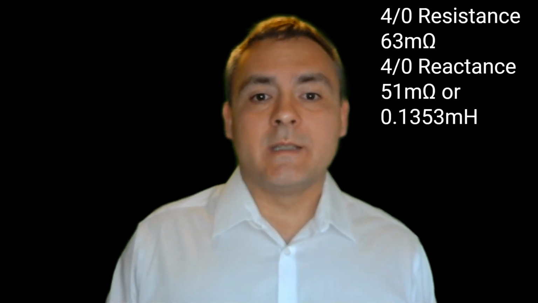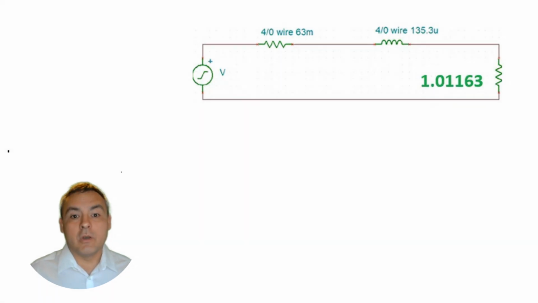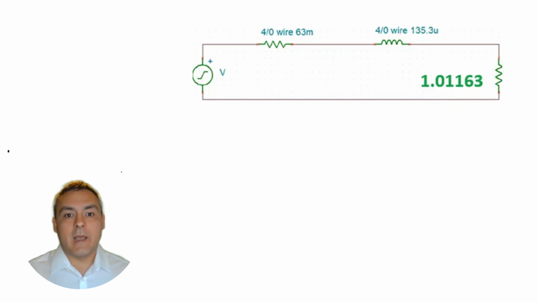Let's assume that the resistance of this 4-aught conductor is 63 milliohms and the reactance is 51 milliohms or 0.1353 millihenries. I get this from table 9, National Electric Code. Okay, hang with me here on the math. I'll try to make it as simple as possible. Let's draw the circuit first. I'm doing one phase of analysis with the resistance and inductance of the wire shown, and the load shown is 1.01163 ohms.